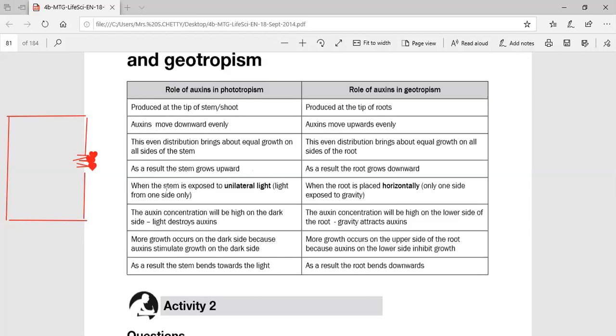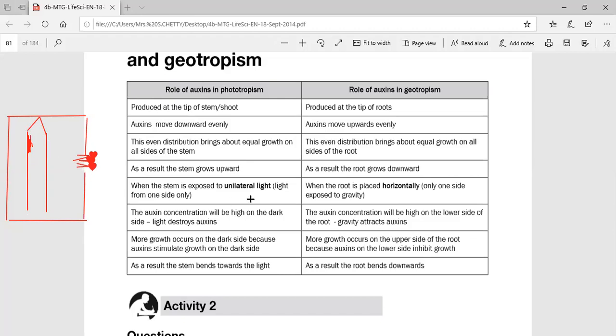Okay, so when the stem is exposed to unilateral light, the auxin concentration will be high on the dark side. So if this is my stem, and that is the tip of my stem. So under normal circumstances, there'll be an even distribution. When there's light coming from one side, the auxins move over to the shaded side. They move away from the bright side.